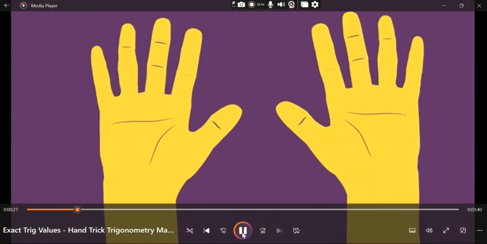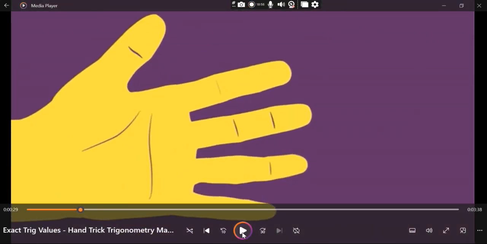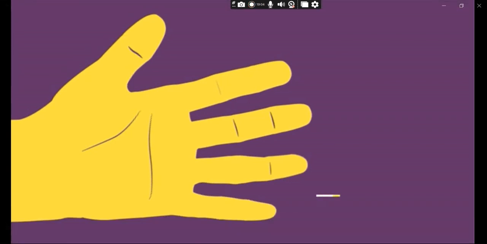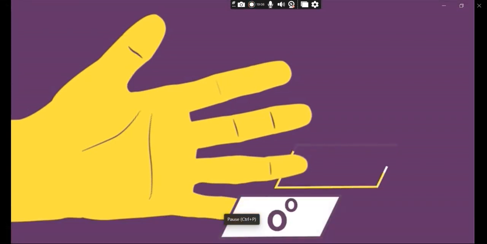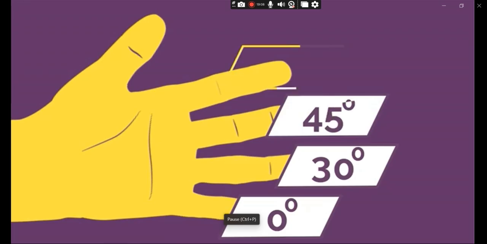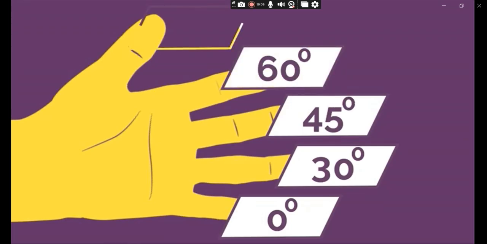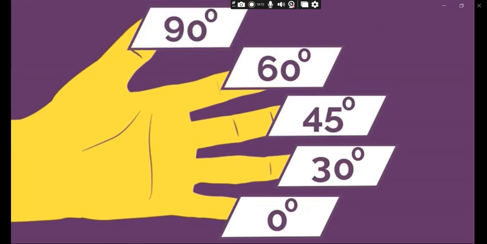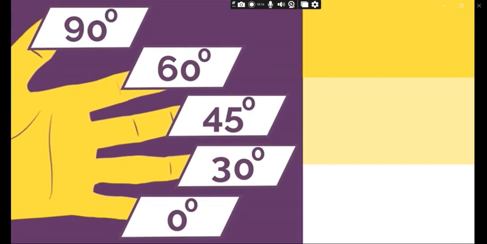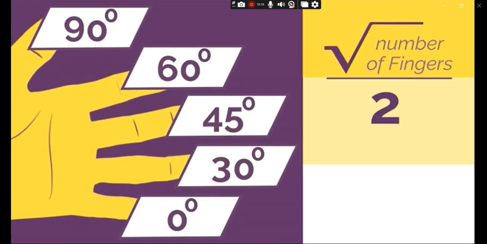Take either hand with your palm facing towards you. Your little finger is 0 degrees, your ring finger is 30, middle one is 45, 60, and your thumb is 90 degrees. To make this work, you just need to remember to square root the number of fingers and divide by 2.